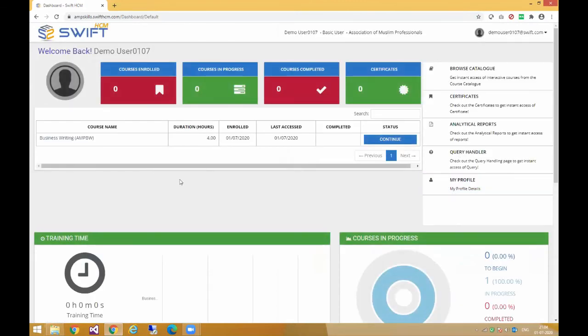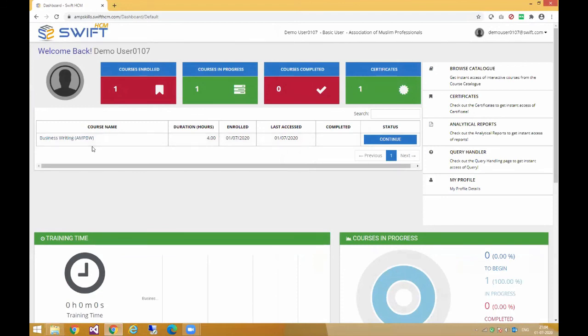So the moment you sign up, you would see a dashboard. Okay, so this is the dashboard wherein we would upload subsequent courses from here. We've uploaded the business writing course, and next week when we are done with the communication strategies course, that course would again get uploaded.